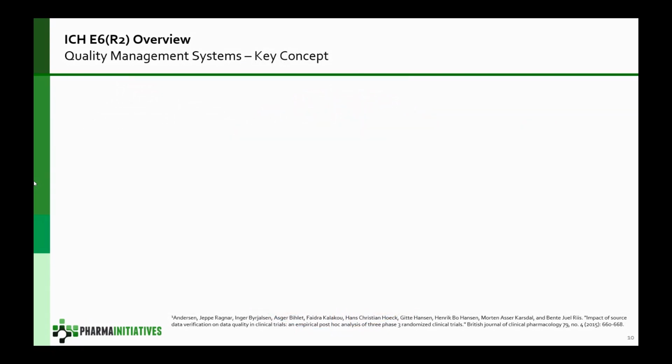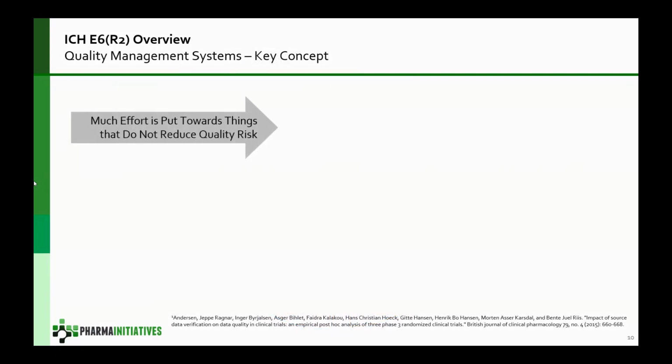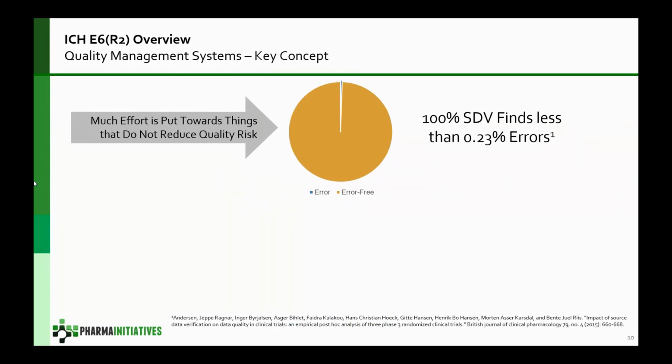Before we jump off the general stuff, just make sure we're all, again, in alignment on the key concept here. Why did they add this into revision 2 of GCP? It comes from this harsh fact of our lives, which is, we put a lot of work into certain things that don't produce a lot of value. And the classic, of course, being 100% SDV, and a couple studies have proven it finds less than 0.25% of errors. That's a lot of work for not a lot of return.